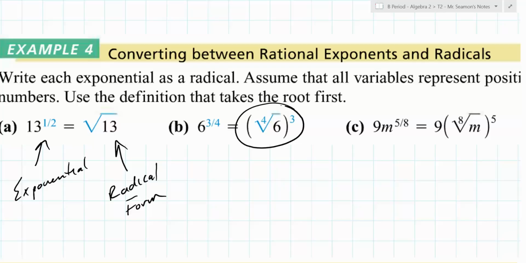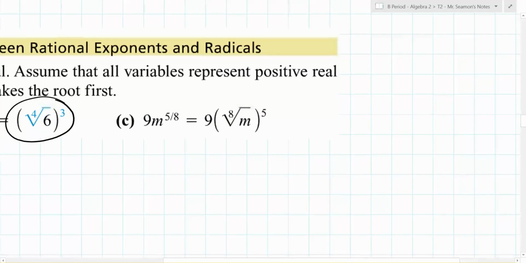Because what's 1 to the 4th power? 1. What's 2 to the 4th power? 16. 2 times 2 times 2 times 2 is 16. So it's somewhere between 1 and 2. But do you have any idea what it is? No, you really don't. But you can convert between the two.